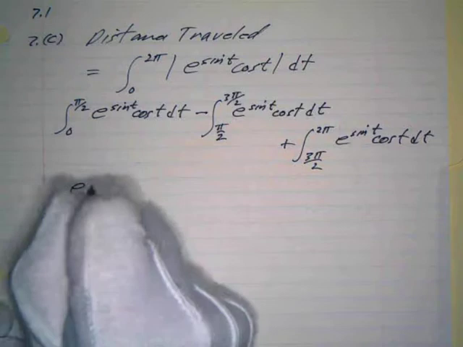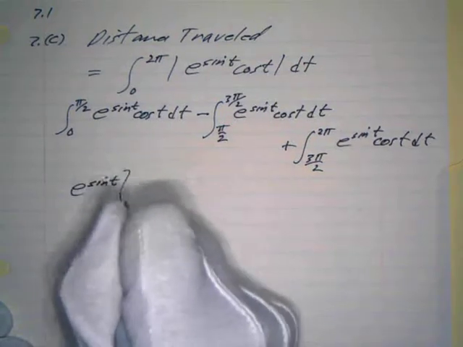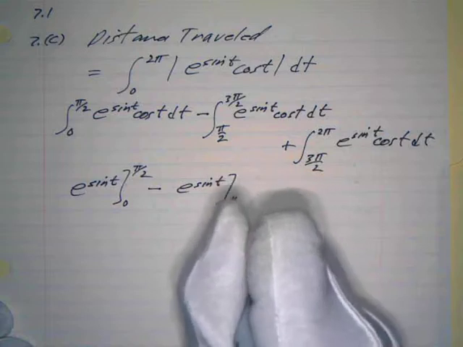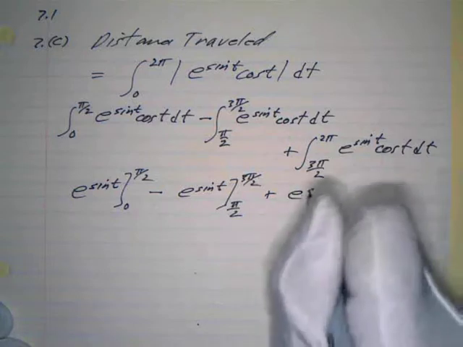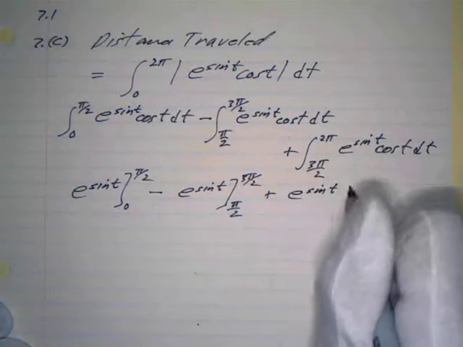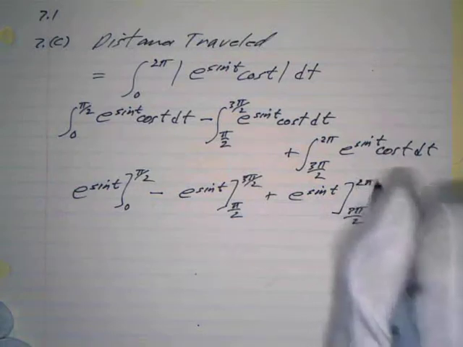And we know this again was e to the u du, so that's just going to be e to the sine t. That's going to be evaluated from 0 to pi over 2, and then minus e to the sine t evaluated from pi over 2 to 3 pi over 2, and then plus e to the sine t evaluated from 3 pi over 2 to 2 pi.